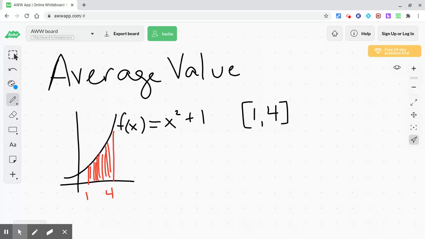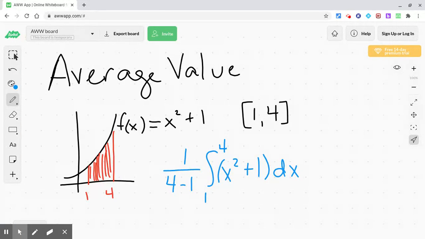So, more specifically, we're going to add up or sum all the outputs. So take the integral from 1 to 4 of our function with respect to x. And then we're going to divide by the interval over which we sum those. The more general formula for this, you may see this written as 1 over b minus a times the integral from a to b of whatever function we want to find the average value of dx. So this is what the average value is.